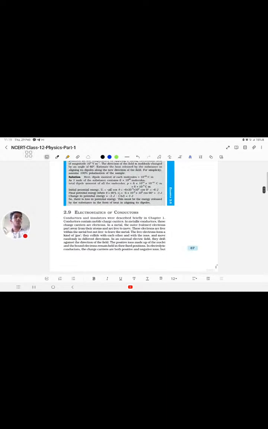Okay, now that we have completed the first part, the potential energy, and the relation between potentials and fields, now we are entering the electrostatics of conductors.